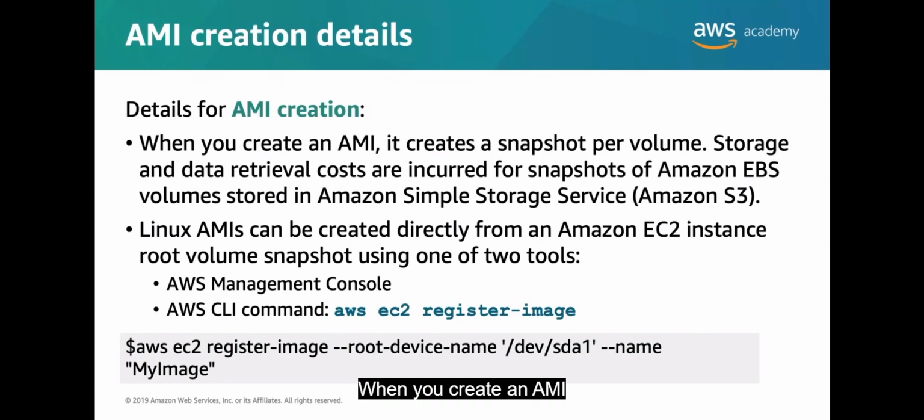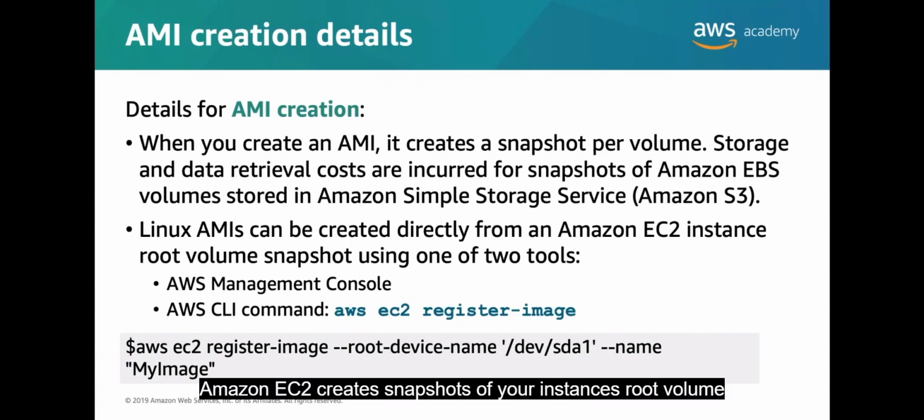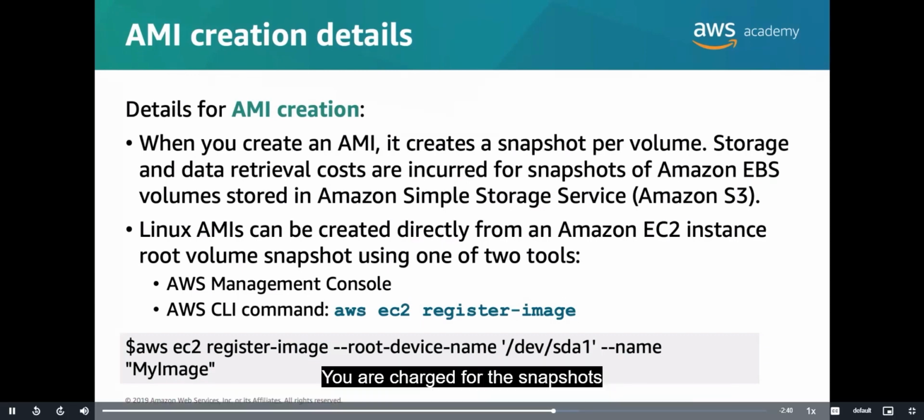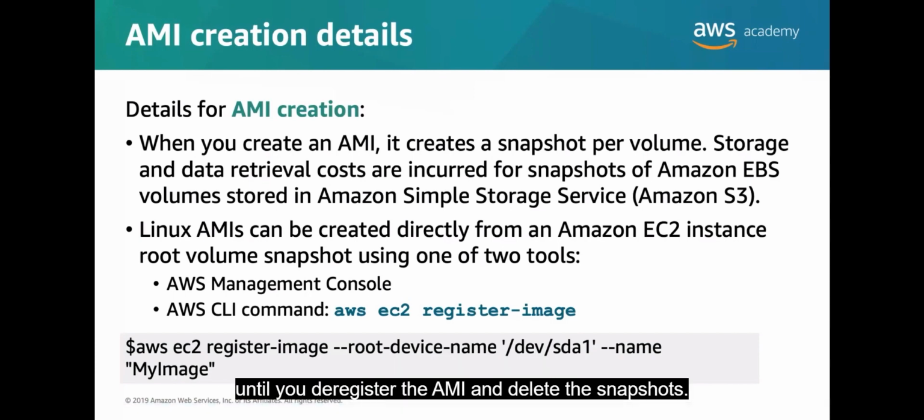When you create an AMI, Amazon EC2 creates snapshots of your instance's root volume and any other EBS volumes attached to your instance. You're charged for the snapshots until you deregister the AMI and delete the snapshots.